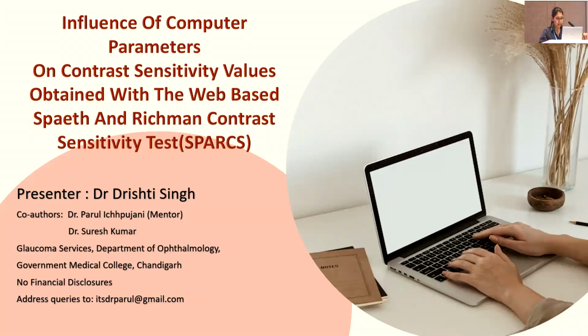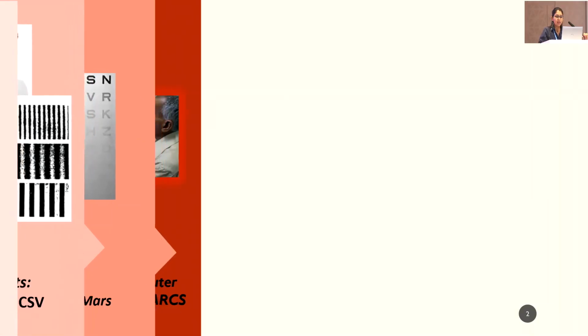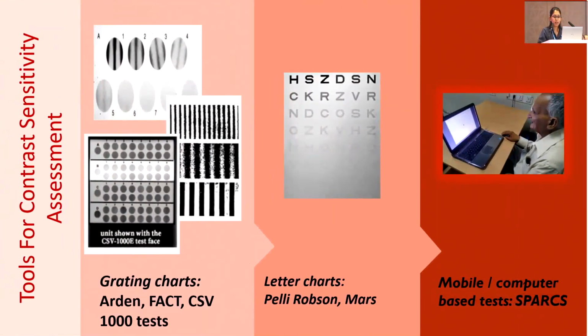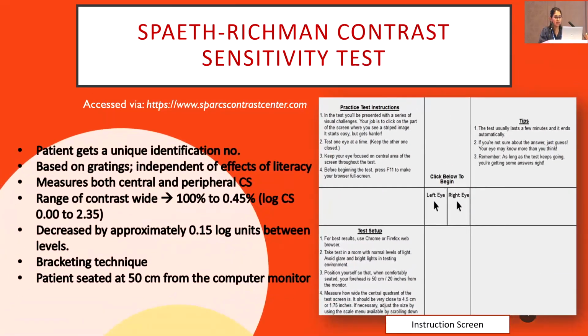As we all know, contrast sensitivity is the ability to perceive slight changes in regions not separated by definite borders. In measuring contrast sensitivity, we have come a long way from grating charts to letter charts, and now mobile and computer-based applications like Sparks. Sparks is a web-based contrast sensitivity test that can be accessed via the following URL.